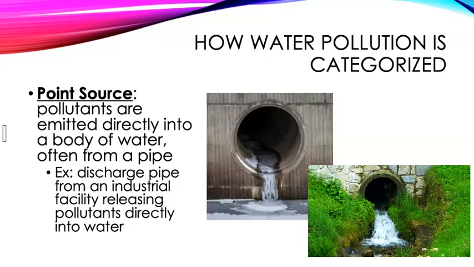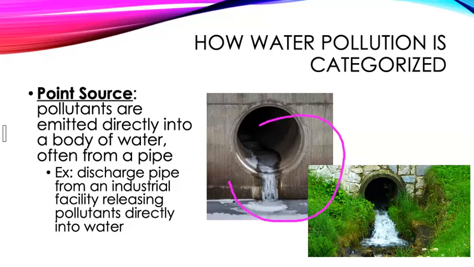All right, so let's go ahead and take a look at how water pollution is categorized. There are two different types of water pollution that we typically focus on: point sources and non-point sources. So we're going to start here with point sources. Point sources of water pollution occur when we can see exactly where the pollution is coming from. So basically, pollutants emitted directly into a body of water. Oftentimes this is from an outflow or discharge pipe at an industrial facility, and we can see that pipe releasing water directly into the environment.